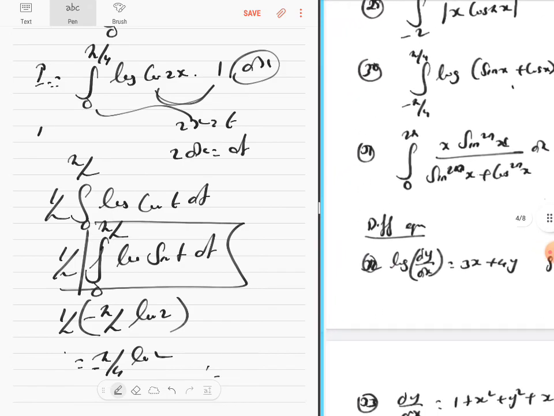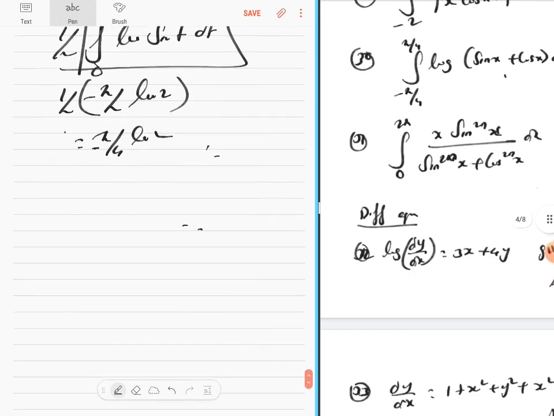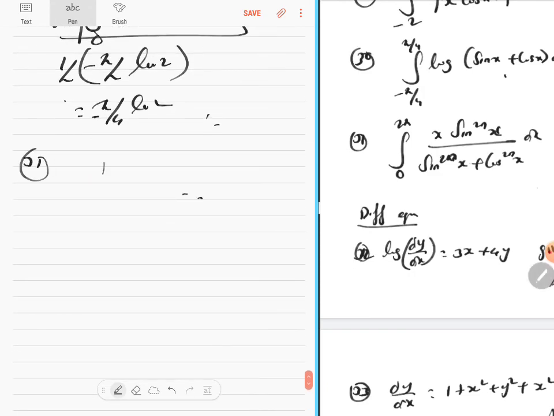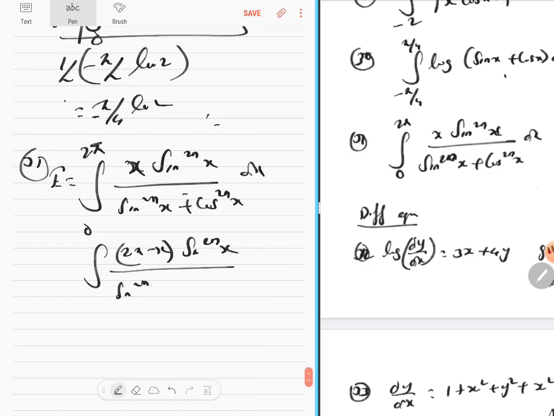And if I can finish the 31st, then it's only the differential equation sums that are left off. So let's do the 31st question. Integral from 0 to 2 pi of x sine to the power 2n x by sine to the power 2n x plus cos to the power 2n x dx. Whenever you see this is I, and you see an x here, you can put 2 pi minus x. Sine to the power 2n of 2 pi minus x is the same as sine to the power 2n x, everywhere is the same, because the powers are even.